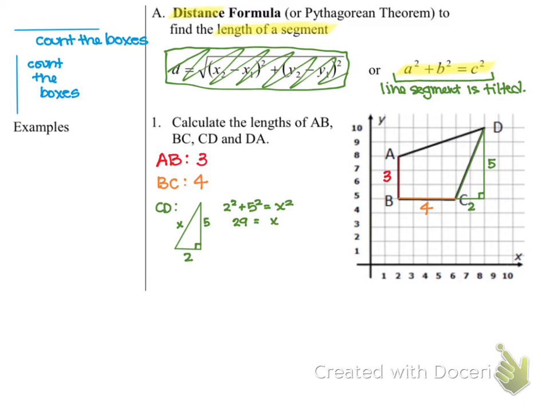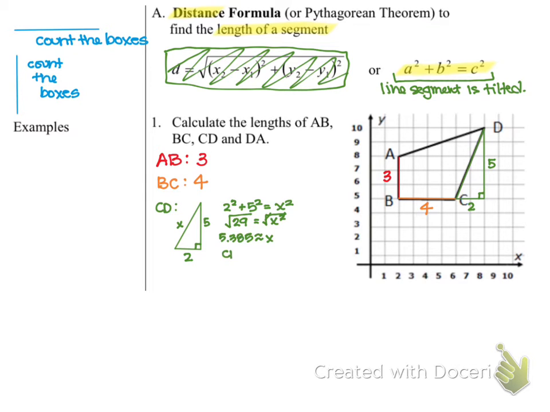But we still have to get rid of the squared. So let's square root both sides. So square and square root cancel. And if we take the square root of 29, I got 5.385. So I know that this is CD.